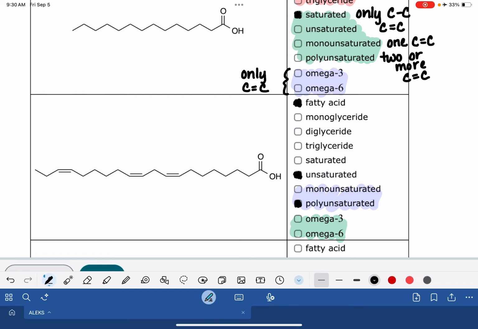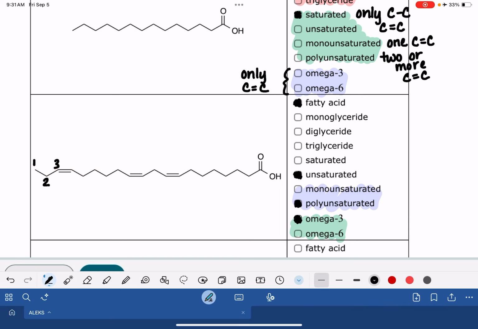The omega designation is referring to whether or not there is a double bond present at the third carbon or the sixth carbon from the end of the carbon chain. Counting from the end, if that's carbon number 1, that's carbon number 2, that's carbon number 3, we do have a double bond present at carbon number 3, and that makes it an omega-3 acid. If it was an omega-6 acid, then our double bond wouldn't show up until we get to carbon number 1, 2, 3, 4, 5, 6 right here.